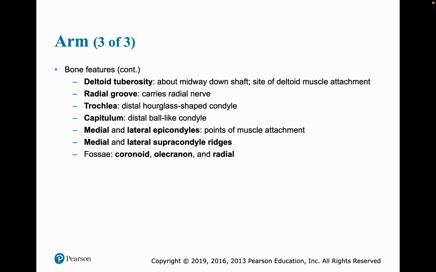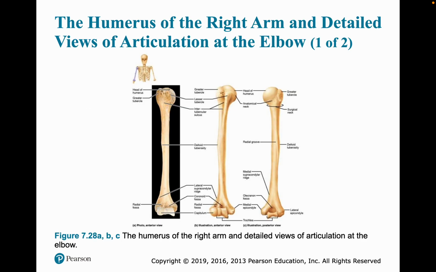The deltoid tuberosity is about midway down the shaft where the deltoid muscle attaches. The radial groove carries the radial nerve. The trochlea is a distal hourglass-shaped condyle. The capitulum is the distal ball-shaped condyle. The medial and lateral epicondyles are points of muscle attachment. The medial and lateral supracondylar ridges, and the fossae would include the coronoid, olecranon, and radial. All those features are pointed out here, and you'll get a chance to look at them more closely in the lab.